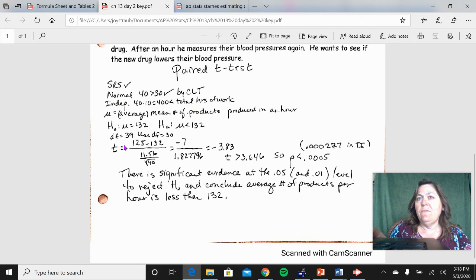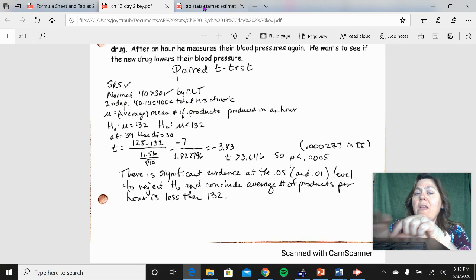Here's my degrees of freedom being 39, ran my t-statistic, and in the calculator, you would have gotten a p-value of 0.000227, really, really, really tiny. So we do have statistically significant evidence at this 0.05 level and at the 0.01 level, for that matter, to reject the H0 and conclude the average number of products per hour is less than 131. So that was just a quick review of last week.